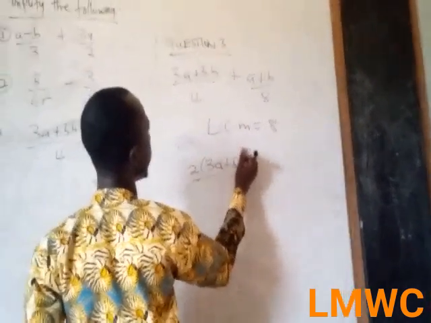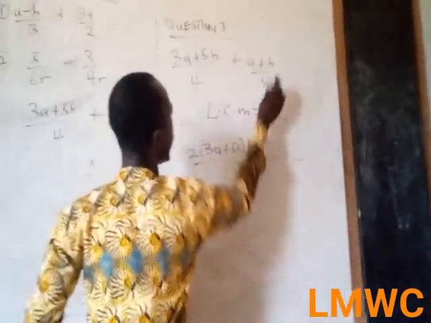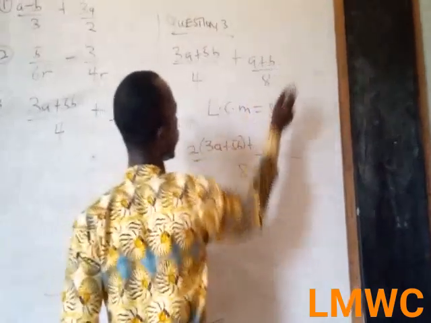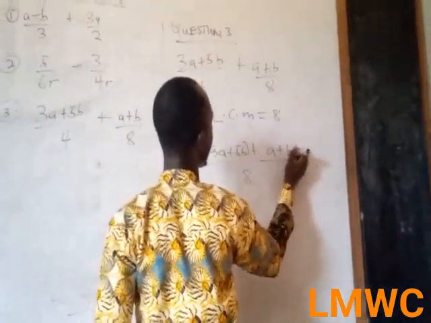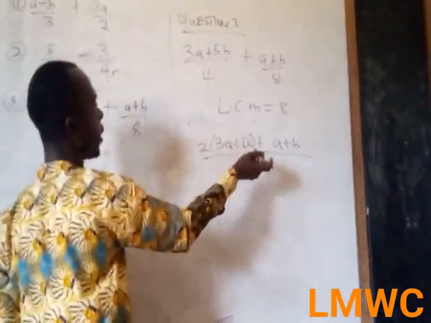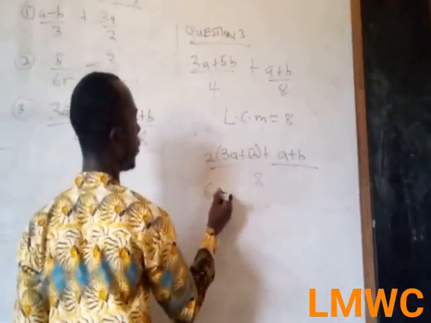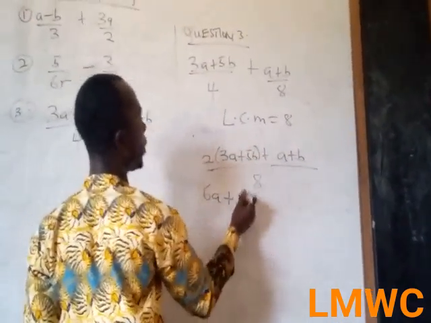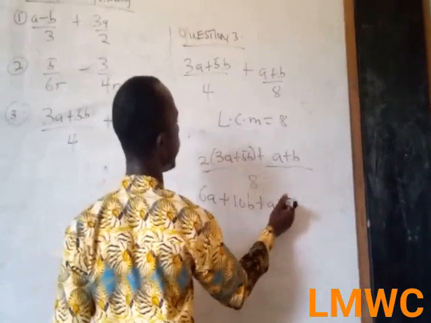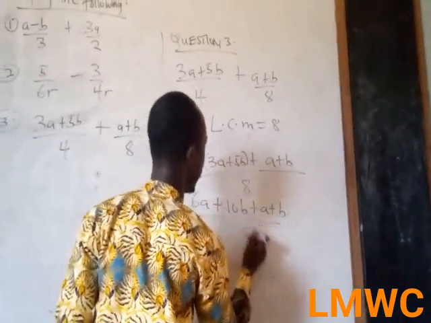Plus 5b. 8 goes into 8 one time, so 1 times this is the same as a plus b. So you remove the bracket. 2 times 3a is 6a, plus 2 times 5b is 10b, plus a plus b, over 8.